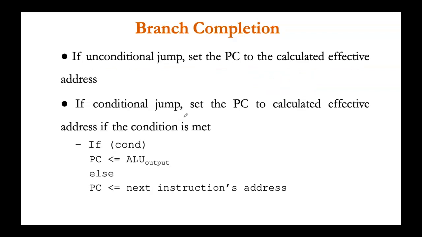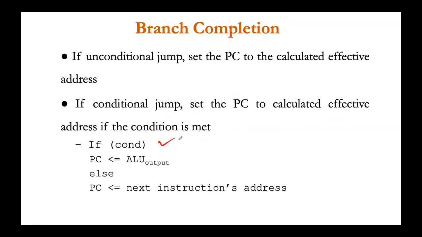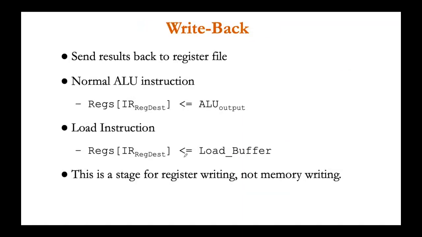If it is a conditional jump, then it sets the program counter to the calculated effective address if the condition is met, if the condition is true, based on whatever the zero flag value is. That will be put into your program counter. So that is the if conditional or branch states that we observed in the addressing modes also.